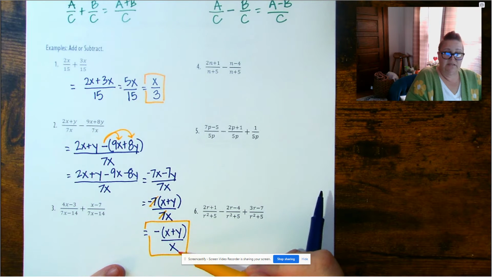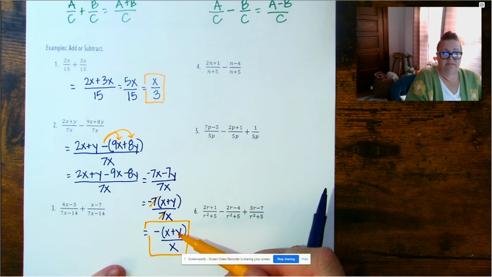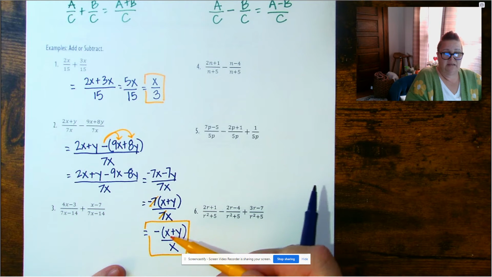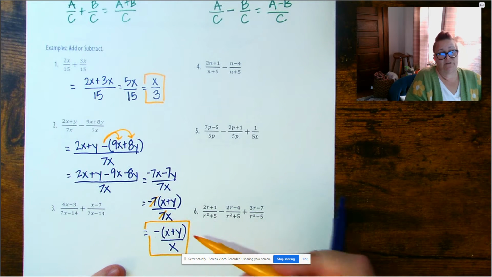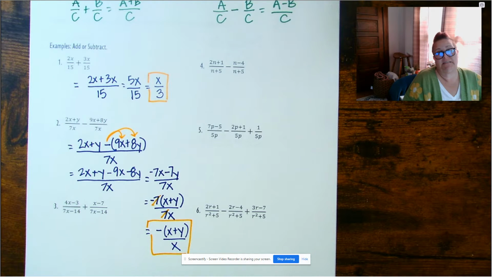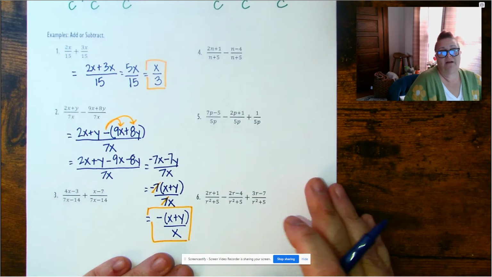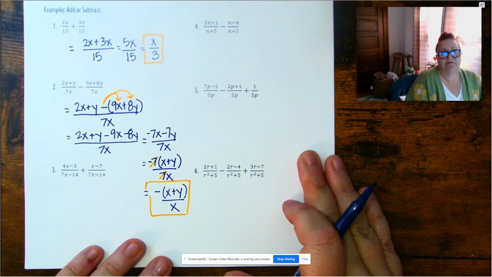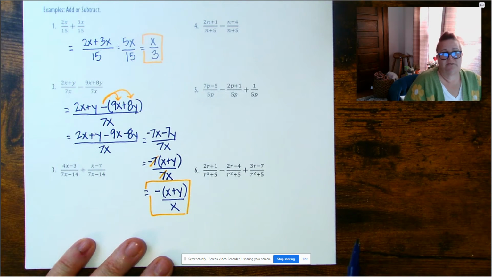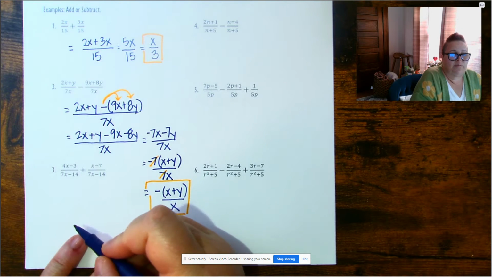I cannot cancel the x's because this x is being added to y, so I can't cancel that. The negative on the outside, I could distribute that through. I just decided not to at this point. Okay, it's not wrong if I don't. It's just a matter of whether or not that's what the instructor wants. I don't care. All right, let's look at problem number 3.